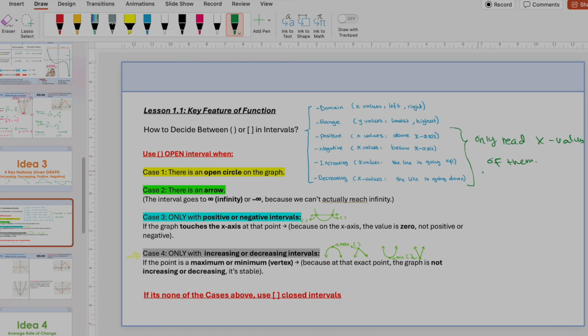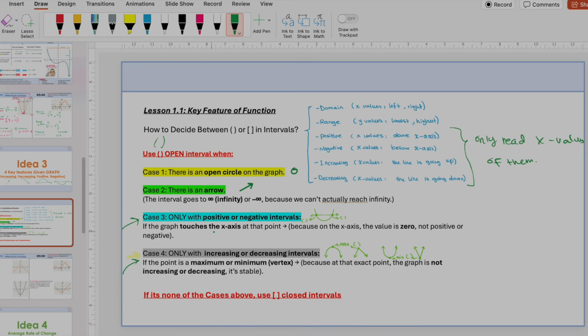You never look at the y-axis, you only read the x values. And they have some special cases for their brackets. So along with these cases, like when do I use an open bracket? I use it when I have an open circle, when I have an arrow, and also when you are talking about positive and negative intervals, but you are on the x-axis.